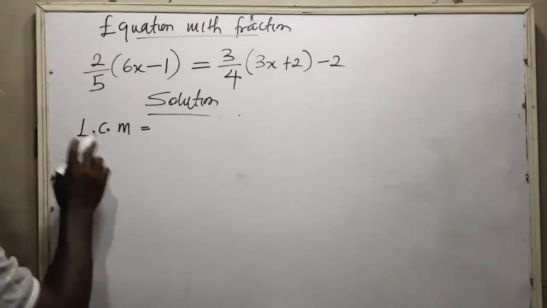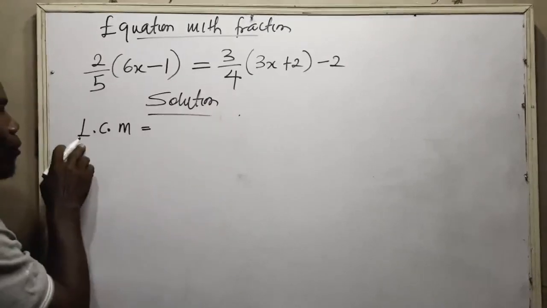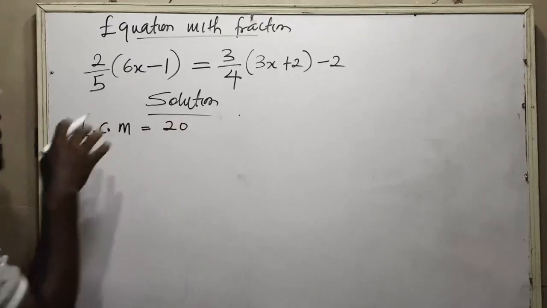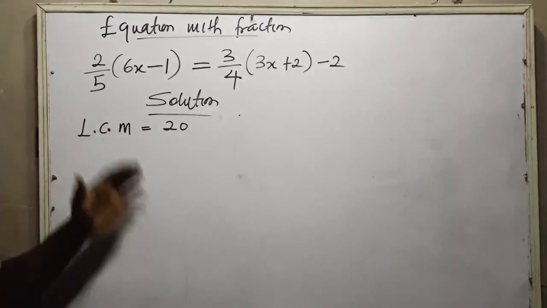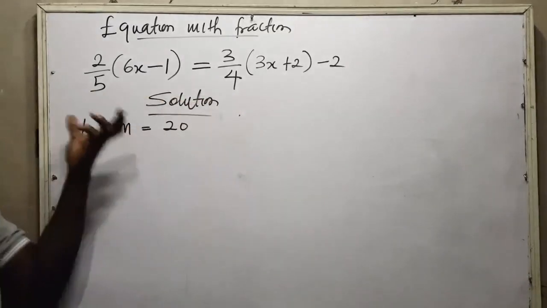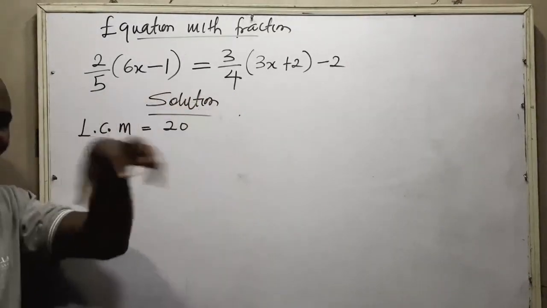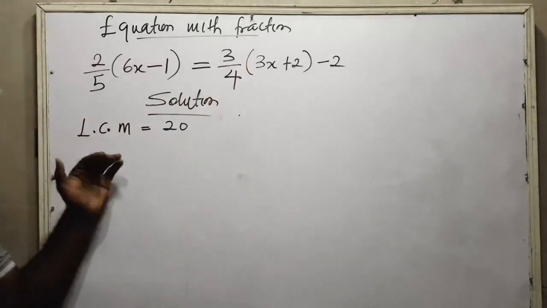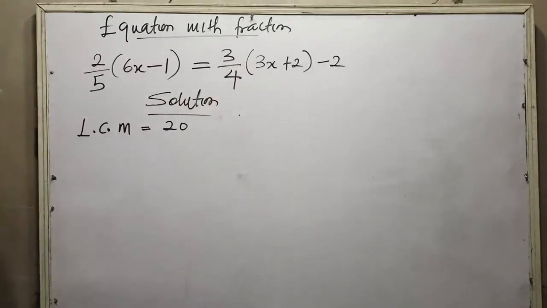The LCM of 5 and 4, the lowest common multiple, is 20. Why are we finding the LCM? The reason is that we want to turn this fraction to a linear equation. This is a fractional equation, and we want to turn it to a linear equation.